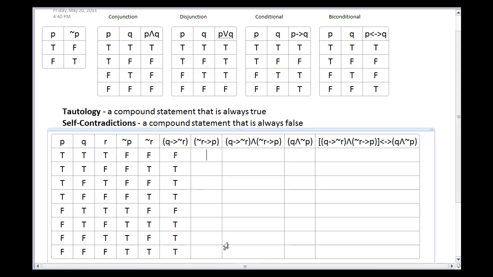All right, now let's look at not R implies P. Again, as long as the second part is true, we know the whole statement will be true. So let's look at P.